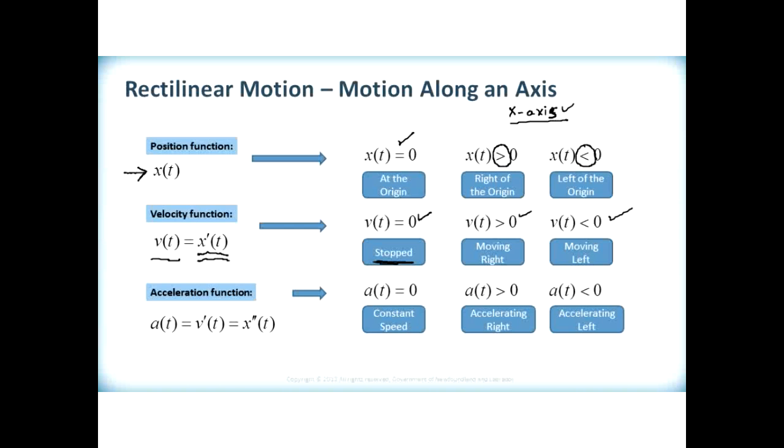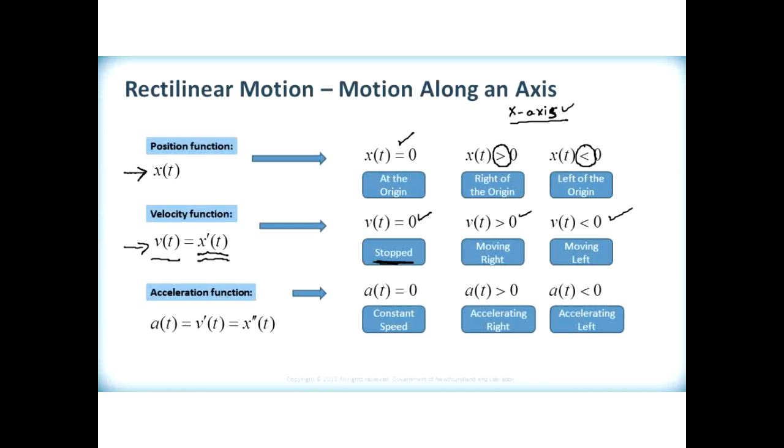So it's possible to have a positive x-coordinate and a negative velocity. It just means that you're positioned to the right of the origin, but you're moving back toward it, so you're moving toward the left. So those things don't have to be consistent like that. And that's part of what makes this stuff a little bit fun here.